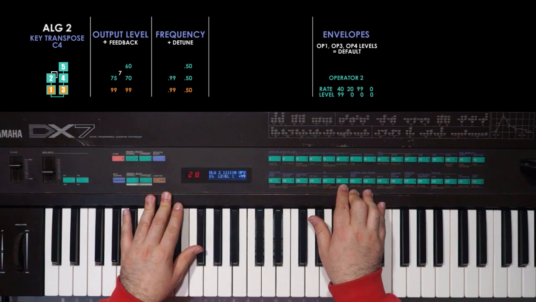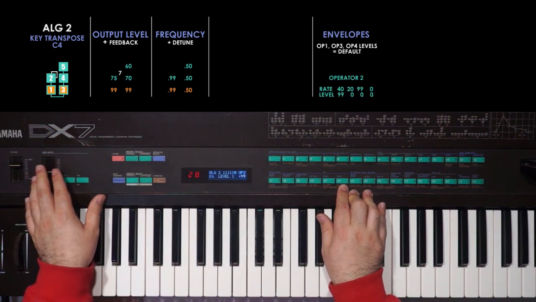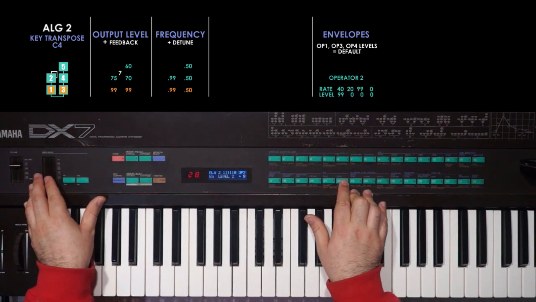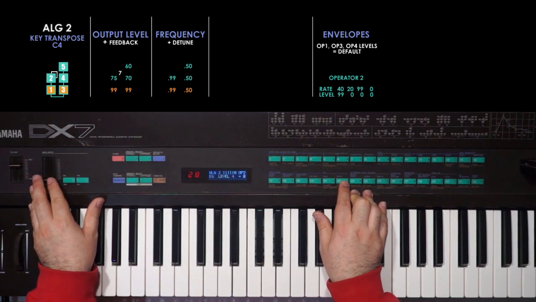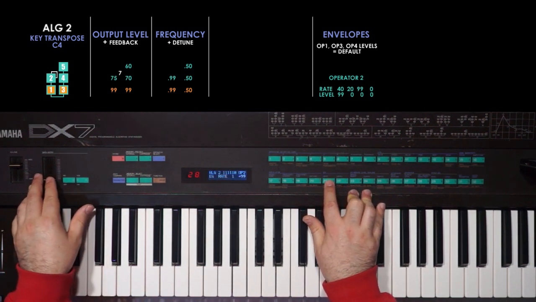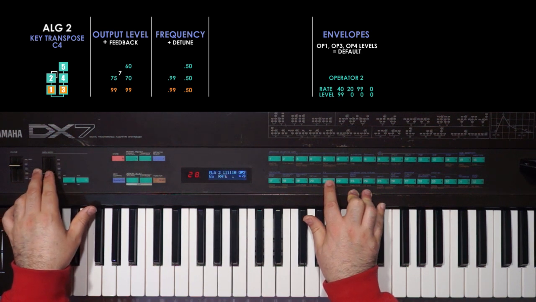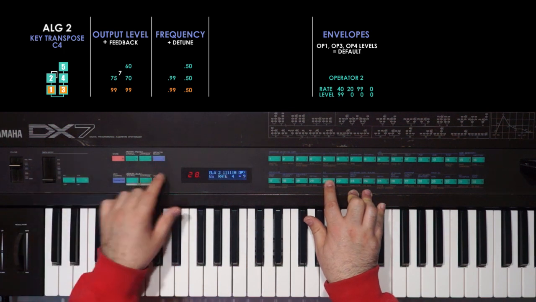Operator 2 will change the levels first. So level 1 is 99, level 2 is 0, level 3 is 0, and level 4 is 0. Rate 1 for operator 2 is 40. Rate 2 is 20. Rate 3 is 99, and rate 4 is 0.